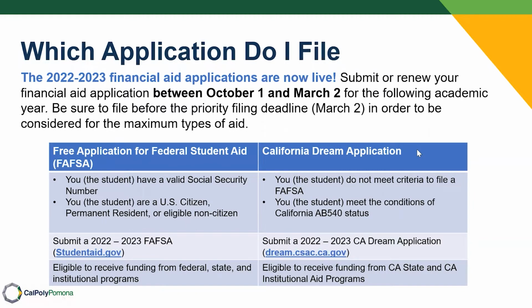For students who complete the DREAM Act application, you're eligible to receive California state and California institutional aid programs. The application is currently available, so you'd want to renew it or complete it as soon as possible. The application opens every year on October 1st, and March 2nd is the deadline for priority filing. You can submit past March 2nd. So if you have not done so already for the 22-23 year, you want to take care of that as soon as possible. But just know that the priority filing deadline is that March 2nd date.